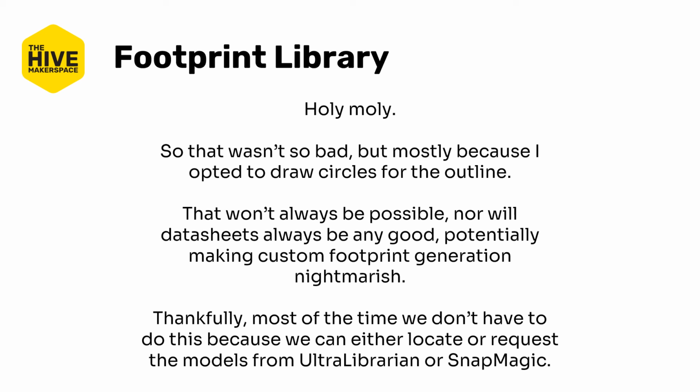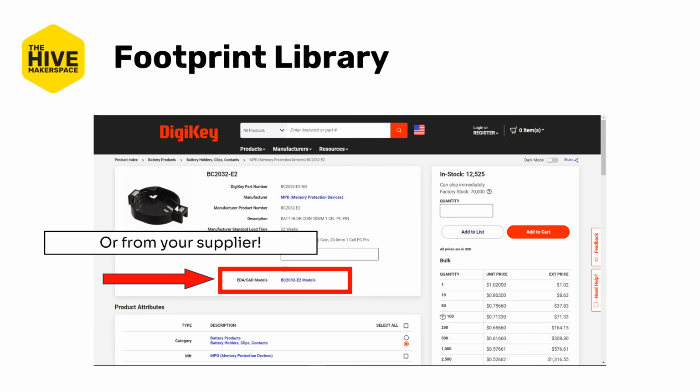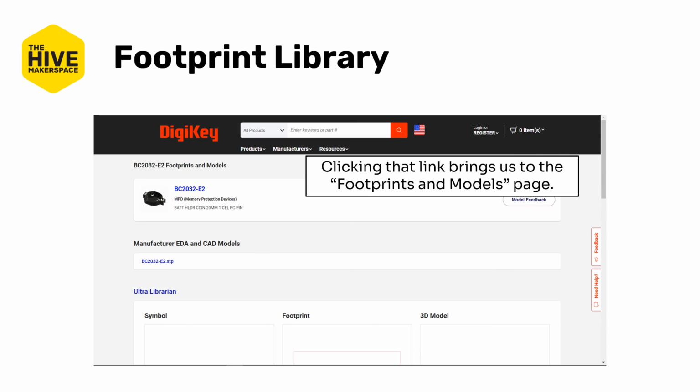Thankfully, most of the time we don't have to do this because we can either locate or request these models from Ultra Librarian or SnapMagic, although it definitely happens that you need to make this. It's a thing that you might well come across at some point. Suppliers often link to those if they have the parts, or if Ultra Librarian or SnapMagic have them. A footprint and models page looks like this.